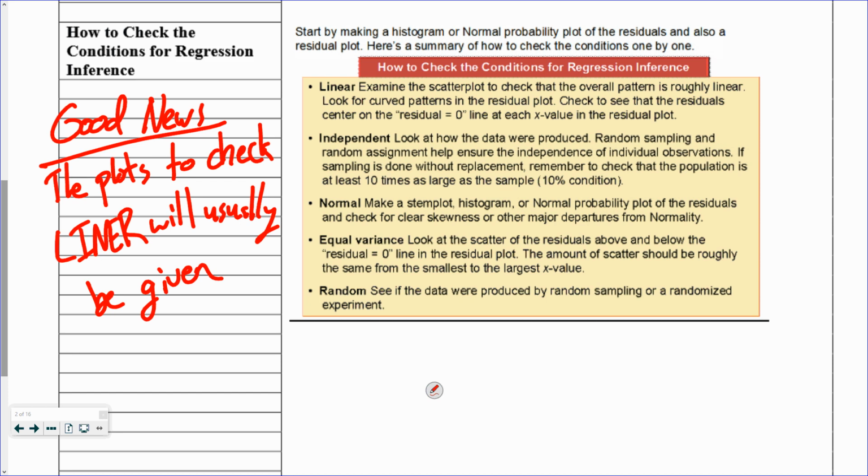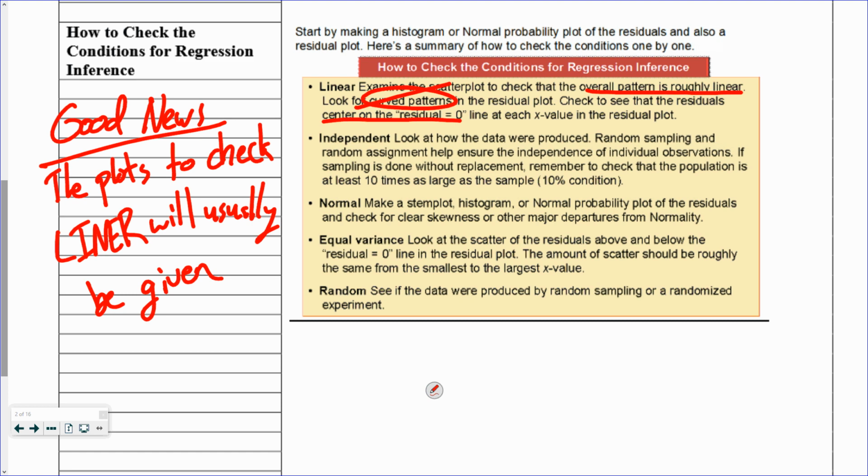The linear condition. We are going to need to see that the residuals are centered at residual equals 0. We're going to need to see the overall pattern is roughly linear. We don't want a curved pattern on the residual plot. That would be bad. That would tell us that a linear model is not appropriate. Take a look at yesterday's example where we saw a curved residual plot suggesting a quadratic regression or some sort of polynomial regression of order greater than 1 would be appropriate.